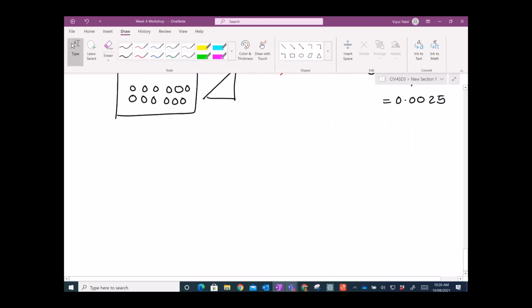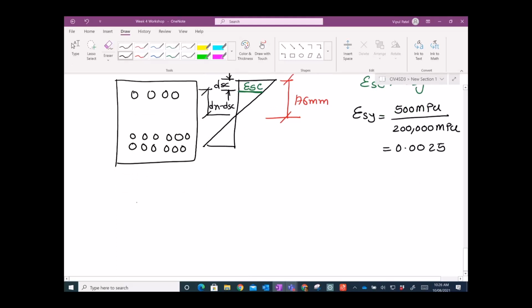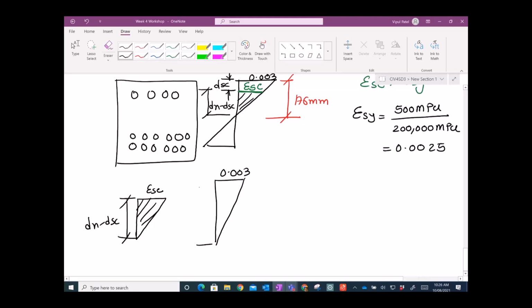Okay, we can use this 176, and you know this is dSC. This is dSC, and this distance from here to here would be dN take away dSC. So if I use these two triangles, one is the smaller one, which is ESC, and this is dN take away dSC. I draw this one, and this big one is, let's say, 0.003, and this depth is dN.